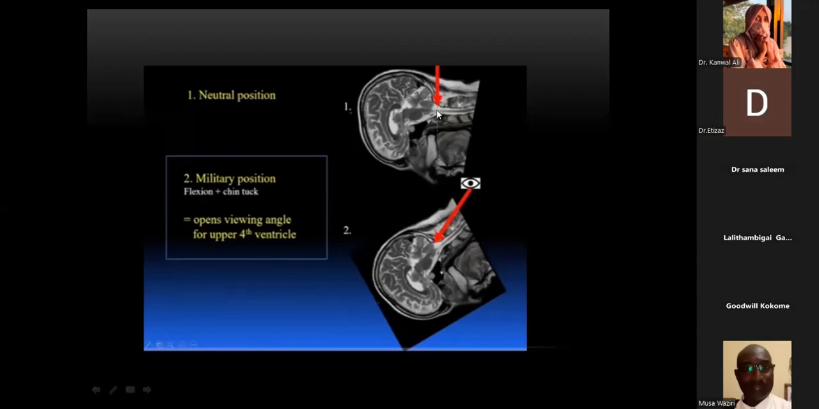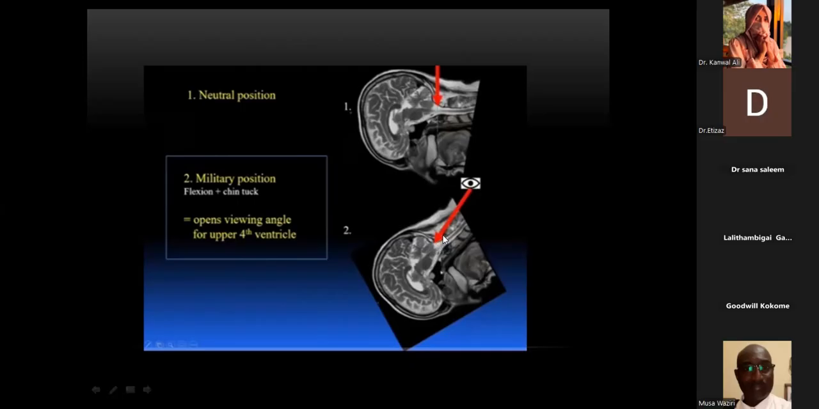The above one, look at here. This is the neutral position of the patient. When you are going through this one superiorly, you only target it to that point vertically, but not going all the way. But when there is a military position, that means the flexion plus chin tuck should be there. There should be a two-finger breadth distance between the chin and sternum. Otherwise, it should be flexed.